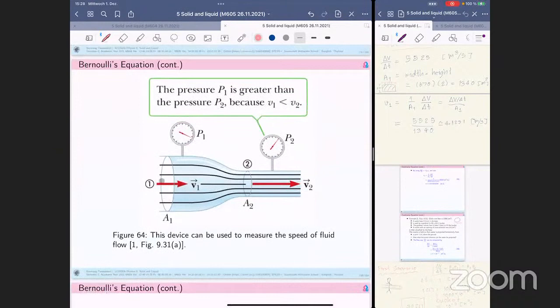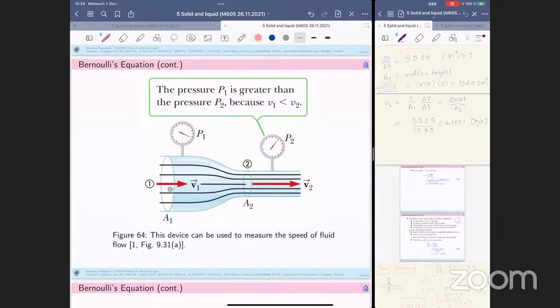This is a sketch of the fluid flow, from the input here, number 1, to the output, number 2 here. At the input side, you have the cross-sectional area denoted by A1, and A2 is the cross-sectional area in the second location. You just drill this pipe and plug it with a barometer, which is a device to measure the pressure, the first one and the second one here.